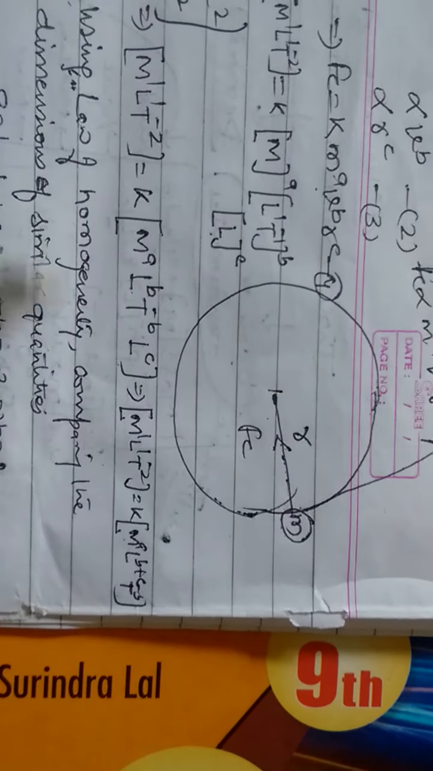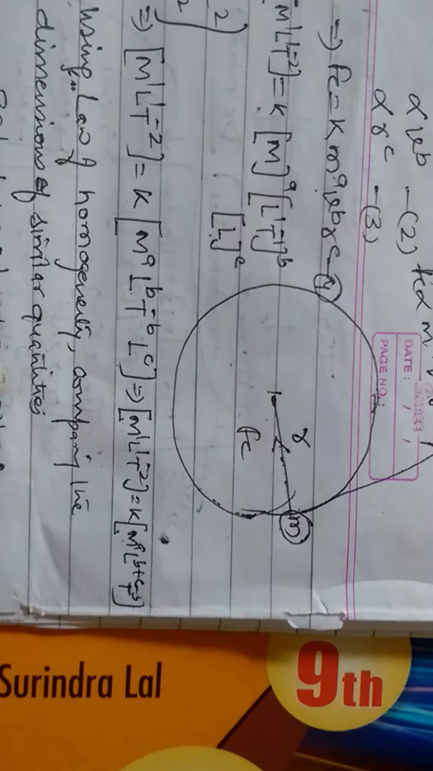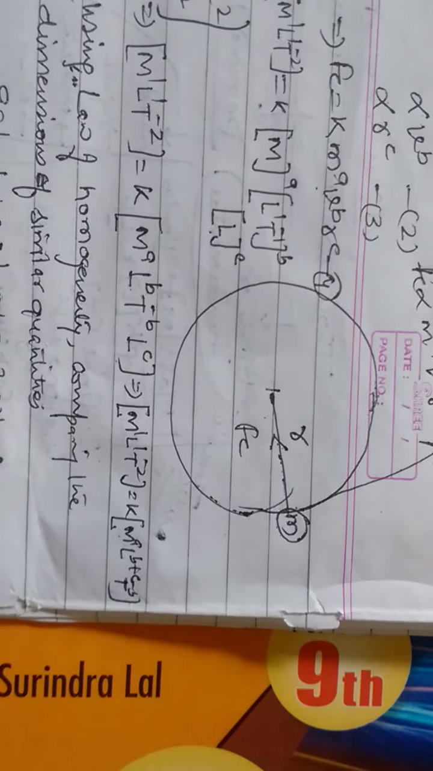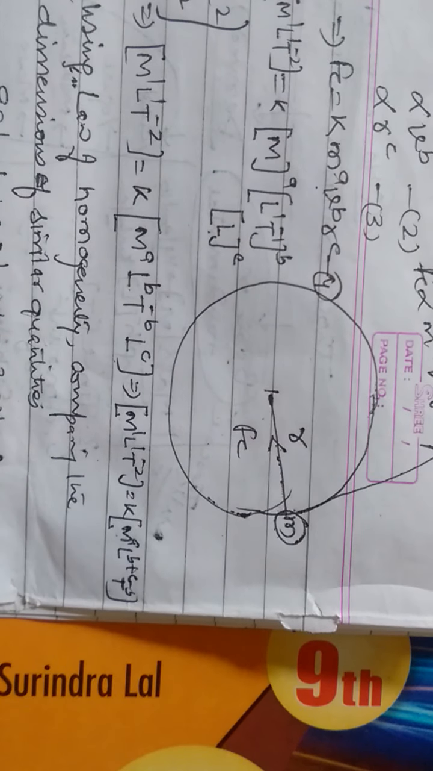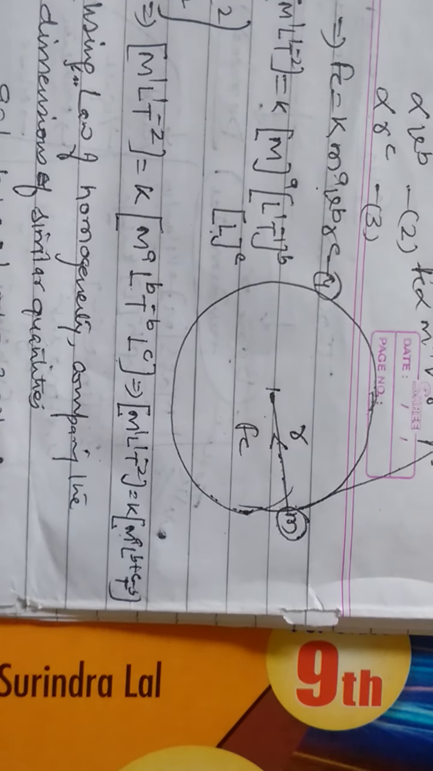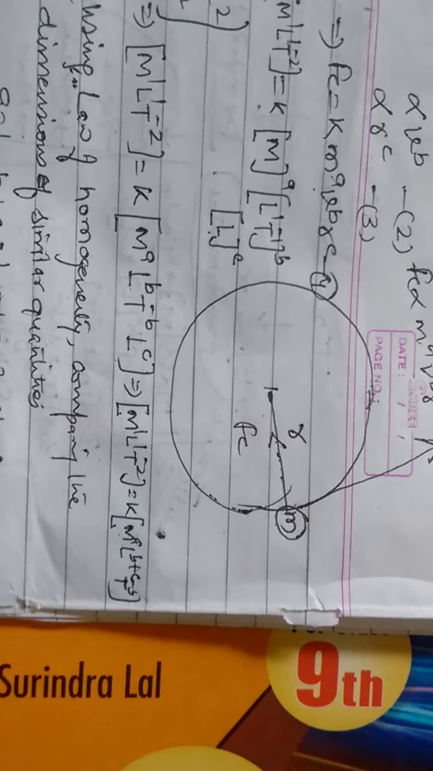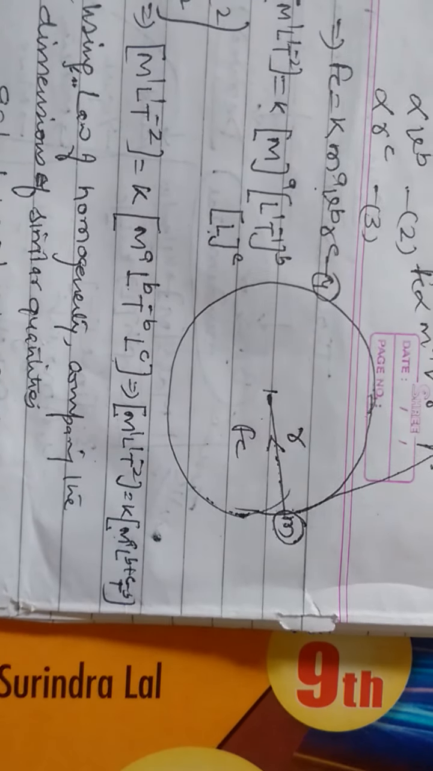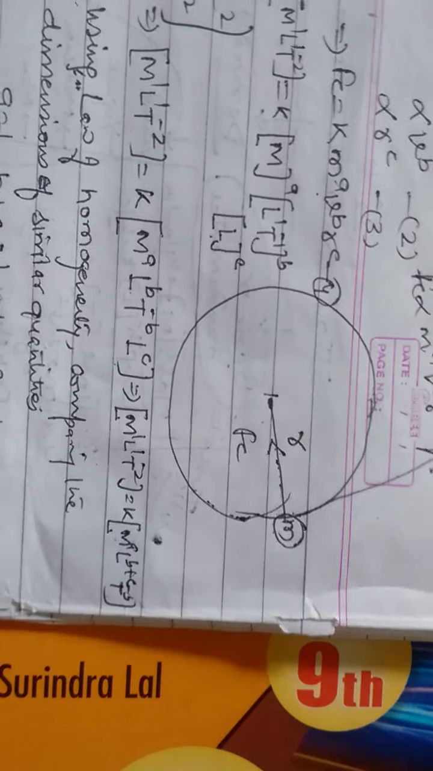Again using the law of homogeneity, comparing the dimensions of similar quantities, a is equal to b, b plus c is equal to 1 and minus b is equal to minus 2. So b is equal to 2. When I substitute the value of b in this expression, it becomes 2 plus c is equal to 1, c is equal to minus 1. So b is equal to 2, c is equal to minus 1, a is equal to 1.